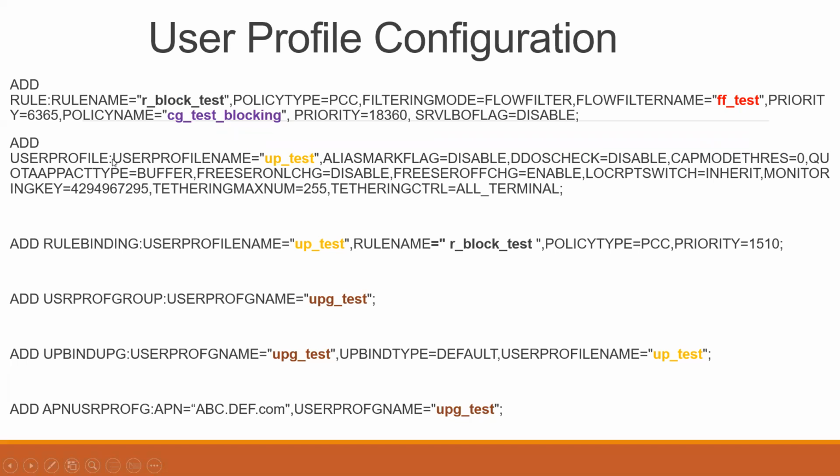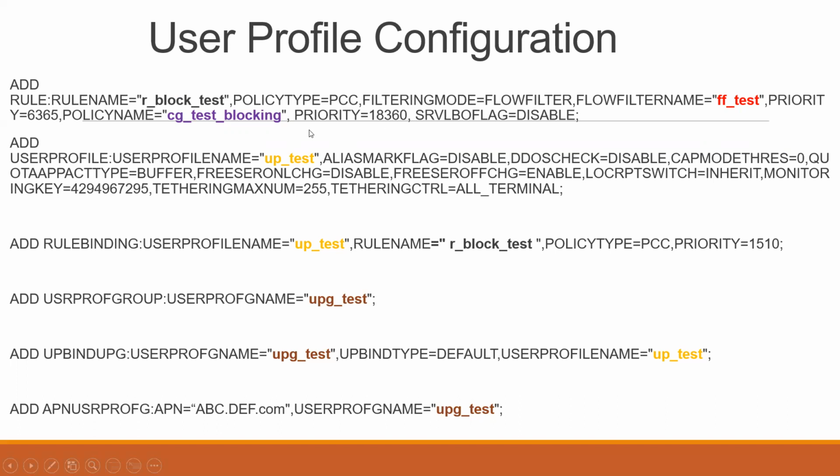The priority, obviously, as I mentioned, there can be multiple rules triggered because of one specific condition. So we need to specify the priority of the rule, then the policy name, which we recently created, and then the priority of the policy name as well.